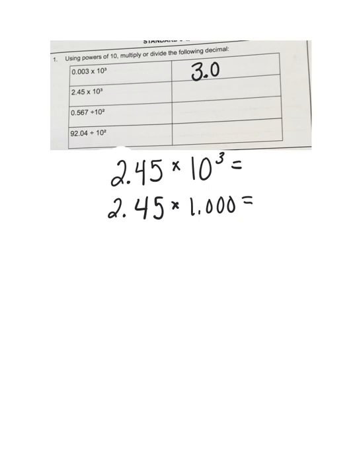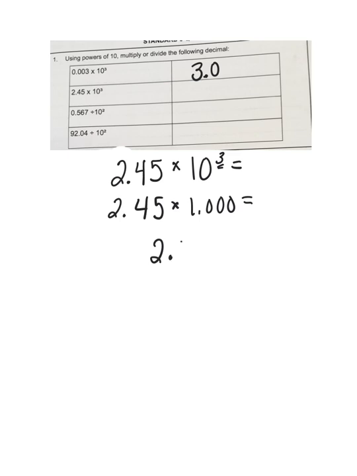Okay, next we're going to multiply 2 and 45 hundredths times 10 to the third power. Now remember, the best way to learn from a math video is to pause the video while you attempt to solve the problem on your own. Then unpause the video and double check your work with what I'm doing. I'm going to begin by figuring out the value of 10 to the third power, which is 1,000. The exponent 3 tells me that I'm multiplying 10 times 10 times 10, which is 1,000.